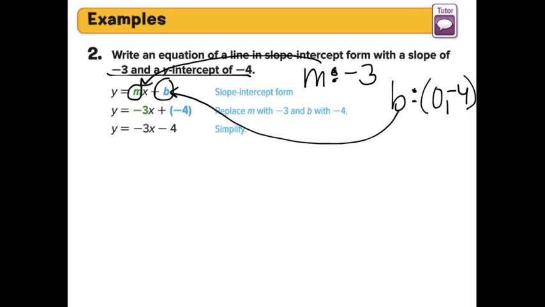So what you end up with is y equals negative 3x. Let's back up a little bit here. You end up with y equals negative 3x plus negative 4. Now you could leave it that way. In high school, you will be expected to convert back to subtraction. For some reason, etiquette-wise, you don't want an addition problem next to a negative for a final answer.